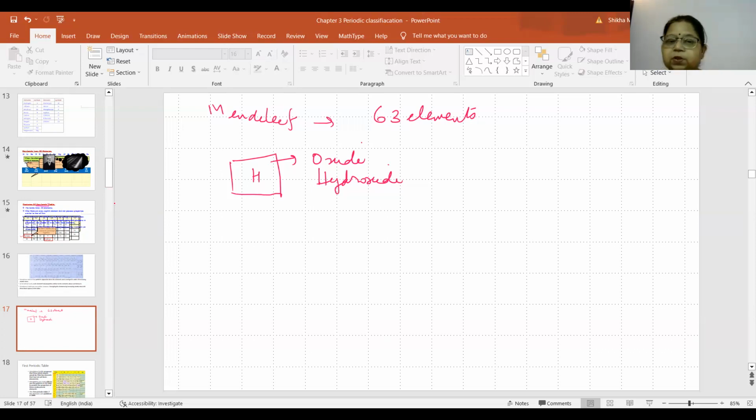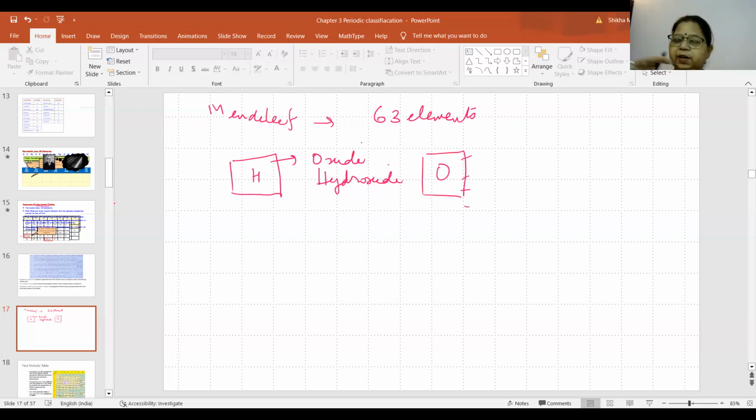Whatever was known about them, their color, density, atomic mass, he pasted here on this chart, right? Similarly, he took another element. Let's say he took oxygen and wrote everything about it here.